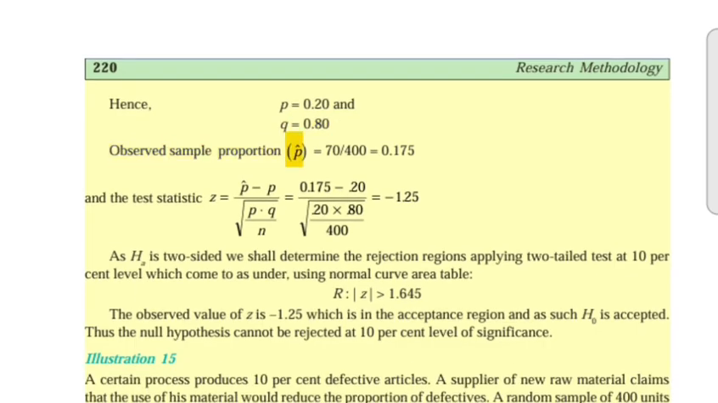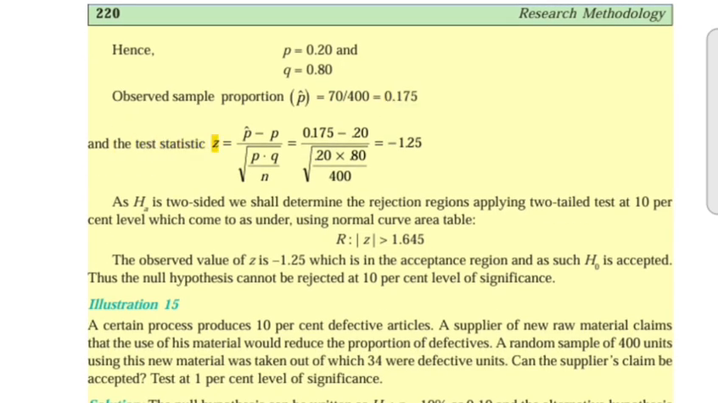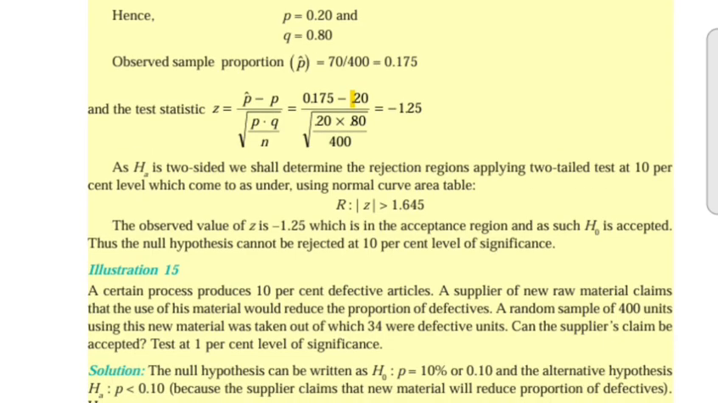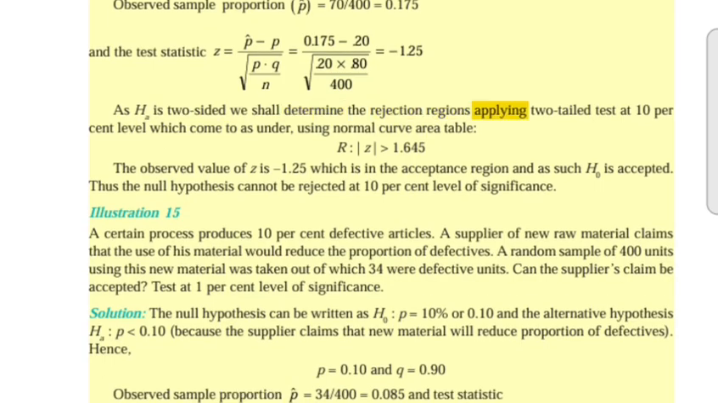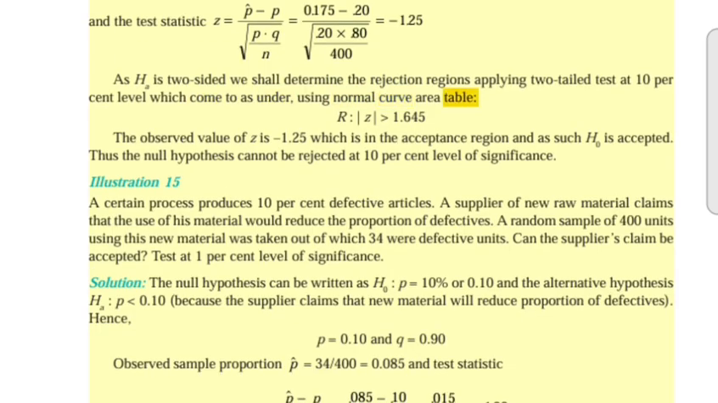Observed sample proportion p̂ equals 70/400 equals 0.175 and the test statistic z equals (p̂ - p)/√(pq/n) equals (0.175 - 0.20)/√(0.20 × 0.80/400) equals -1.25, as Ha is two-sided. We shall determine the rejection regions applying the two-tailed test at 10% level, which come to as under, using the normal curve area table: R: |Z| greater than 1.645. The observed value of Z is minus 1.25, which is in the acceptance region, and as such H0 is accepted. Thus the null hypothesis cannot be rejected at 10% level of significance.